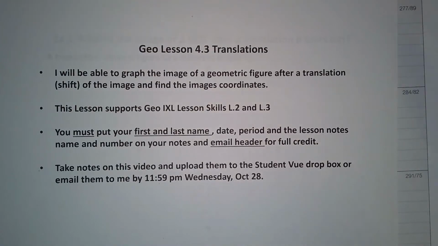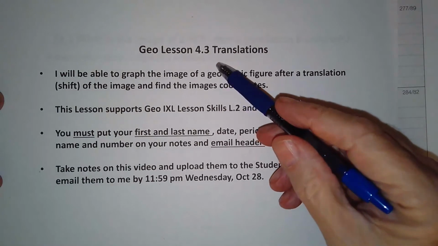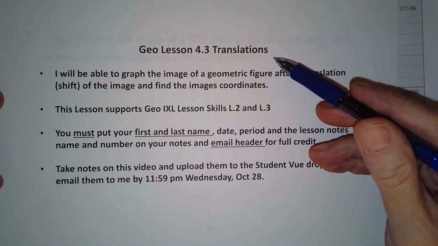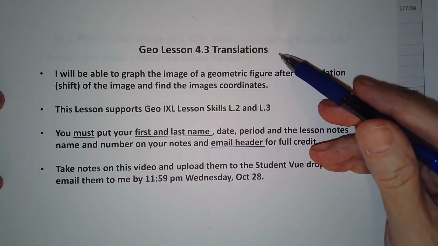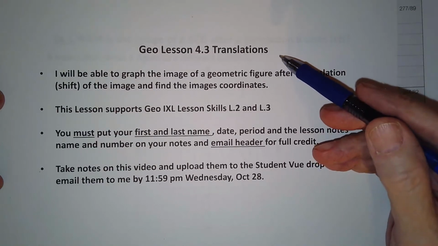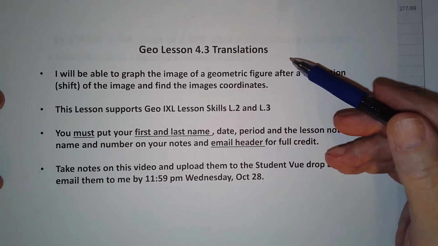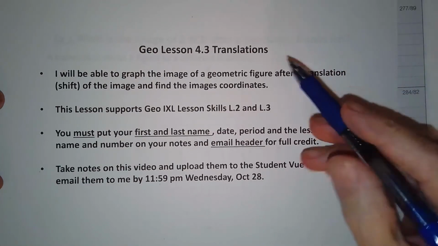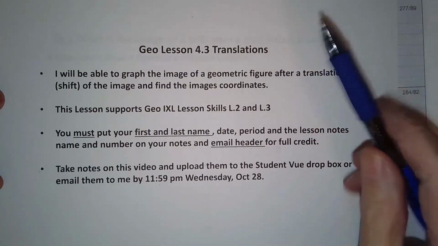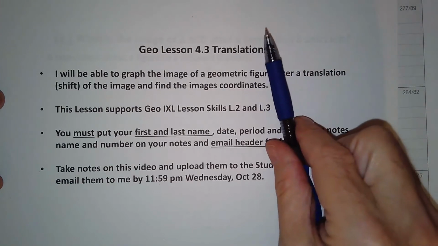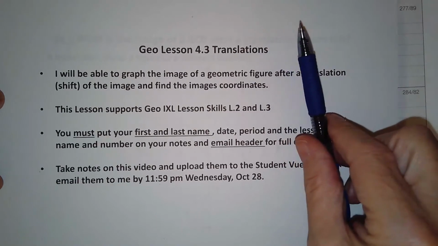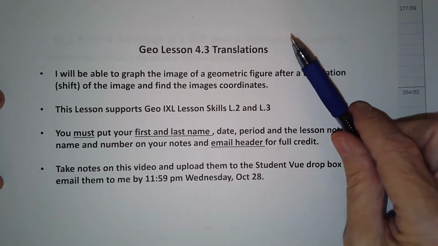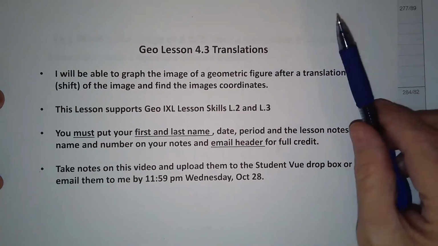Good morning. Today we are going over Geometry Lesson 4.3 on translations, and this is the third of the three rigid transformations that we are covering in this unit. I think in many ways it's the simplest of the three, because all you're doing with this transformation is moving the entire geometric figure in one direction. You aren't flipping it, you aren't turning it, you're just moving it in one direction.